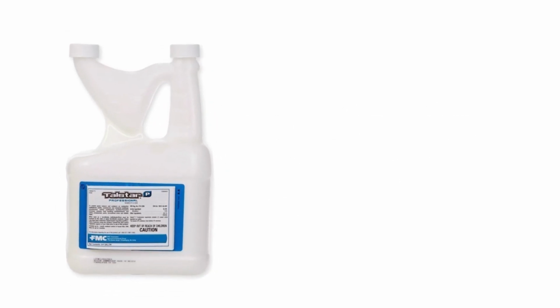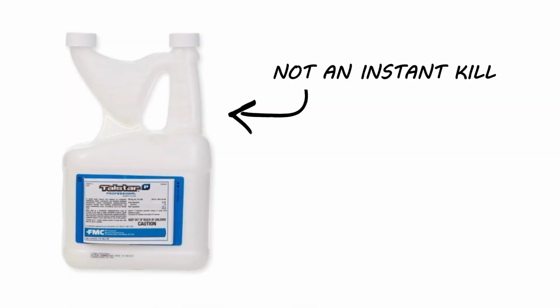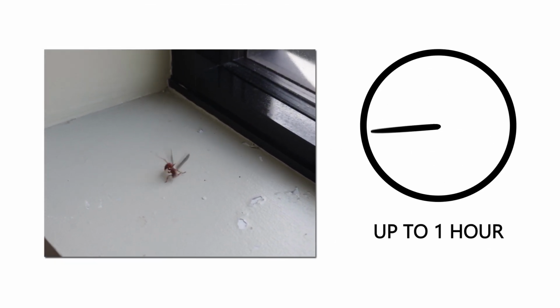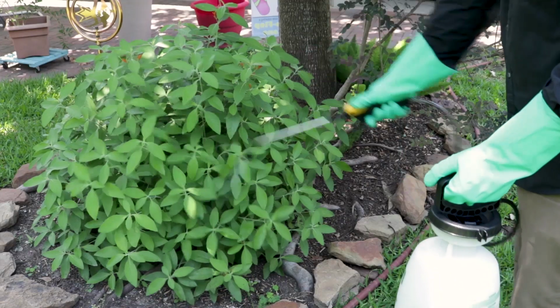Talstar Pro has a residual of up to 30 to 90 days. We typically recommend spraying quarterly for preventative control. Talstar is not an instant kill. Once the insect comes into contact with the chemical, it can take up to an hour for it to die. Depending on your target pest's life cycle, you may need to reapply in 14 to 21 days.